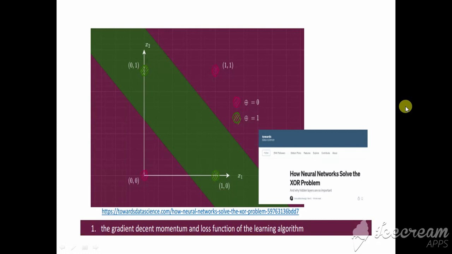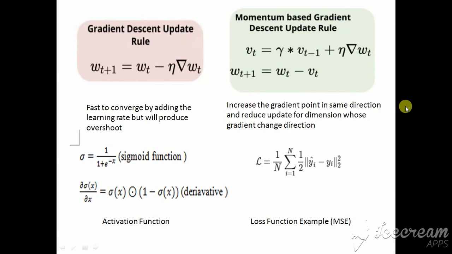The parameter needs to be updated with the weights. Then we see the standard gradient descent with the update rule formula, and on the right is the gradient descent momentum update rule formula. Based on the standard gradient descent, if we want to compute the local minimum and converge fast, we need to add the learning rate, but this will produce overshoot.